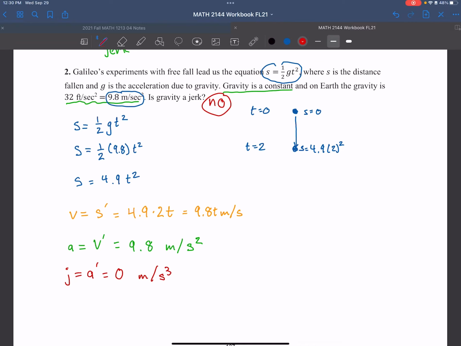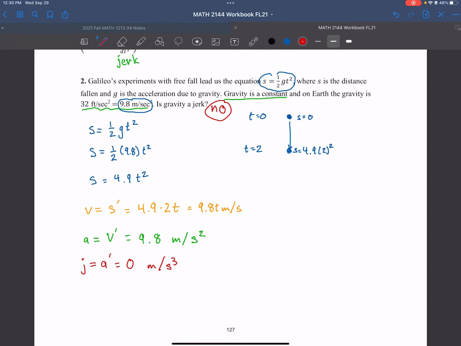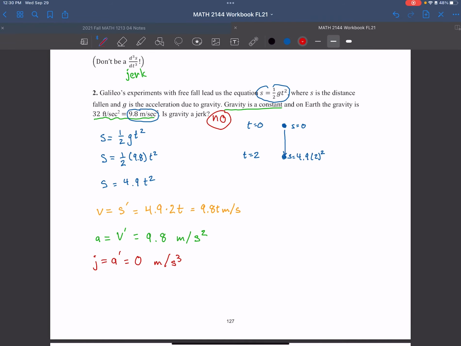Any other questions? All right, so yeah, that was a lot of information, but any questions so far? Main takeaway of this example is the derivatives. So velocity is the derivative of position, acceleration is the derivative of velocity, and jerk motion is the derivative of acceleration.